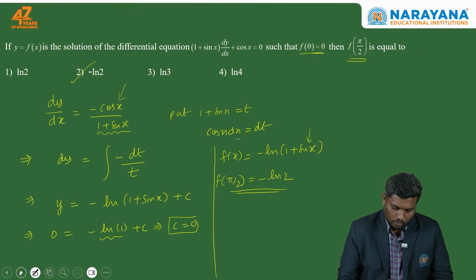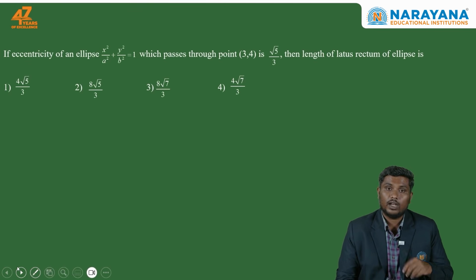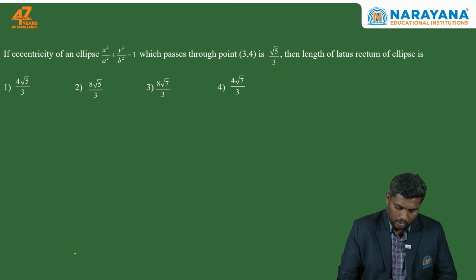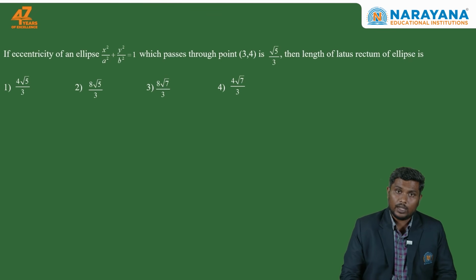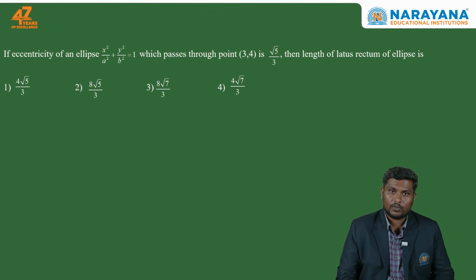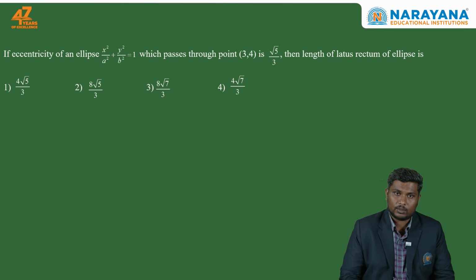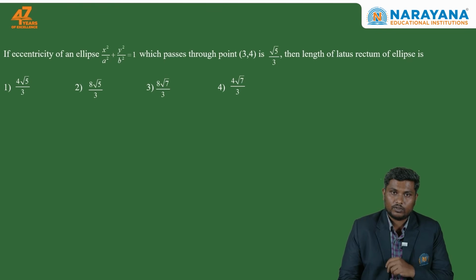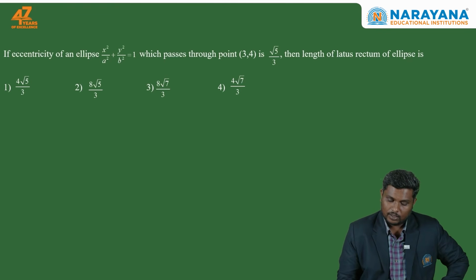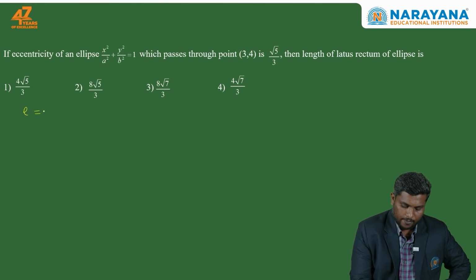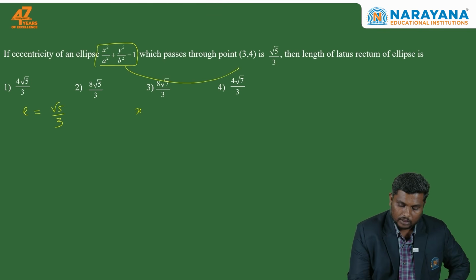Okay, so we'll move on to the next question, which is again from the topic of ellipse. Keeping the trend as usual, like whatever he has been asking from past years, especially from 24-25 and even the first phase of 26 mains, similar types of questions were there everywhere. He is telling that the eccentricity of this ellipse is root 5 by 3. So e is equal to root 5 by 3, and the ellipse passes through the point (3, 4).